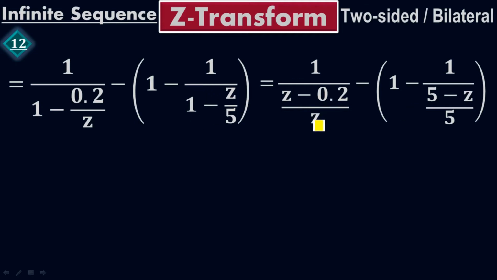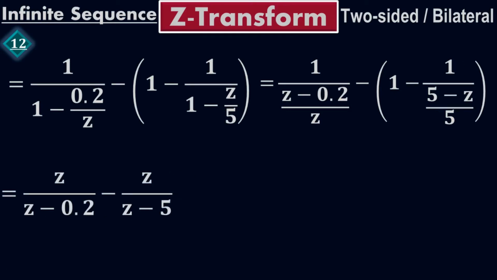Now bring this z up to the numerator and bring this 5 up to the numerator here. It equals z over z minus 0.2, minus z over z minus 5. Look, this z goes up to the numerator and this 5 goes up to the numerator here for the right side. And then we take the LCM of 1 minus 5 over 5 minus z. So the right term will be 5 over 5 minus z.